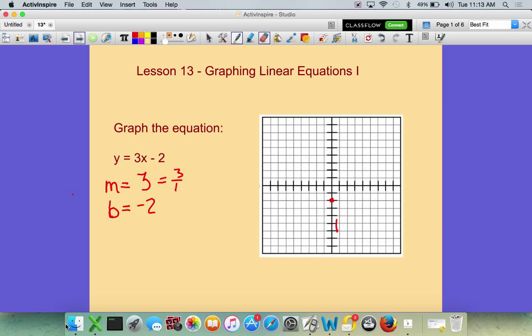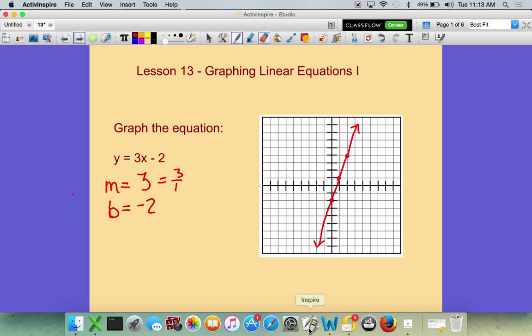All right, so slope is always change in y over change in x. So what we have to do here is, from this point, we're going to go up 3 and over 1. Up 3 and over 1. And then draw in our line here. Okay, make sure you get a ruler out to make sure that that is as straight as possible. And there's our line, then we're done.